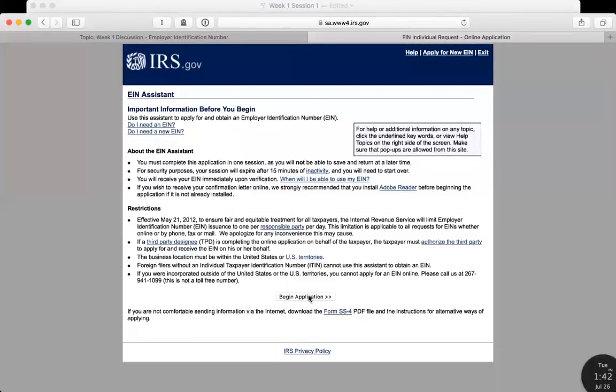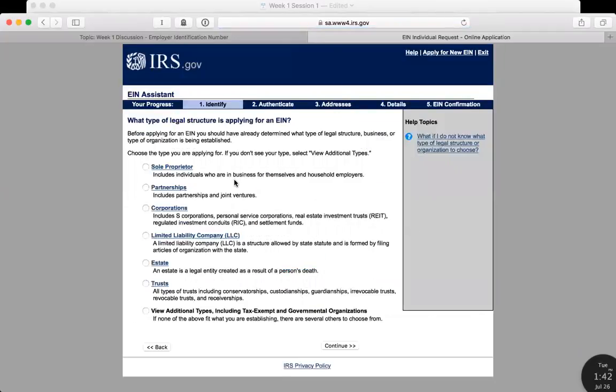And you just click that, read this information about getting an EIN. The session expires after 15 minutes of inactivity, so don't start this and then walk away and make some lunch and come back, otherwise it'll start over again. But when you click on Begin Application, then it just walks me through the application.